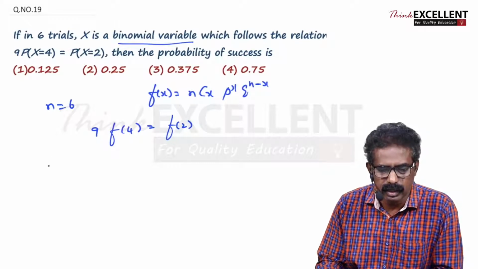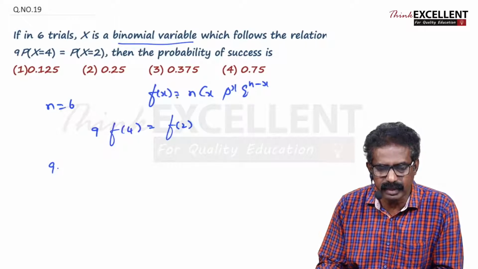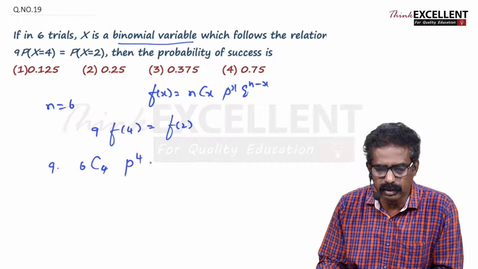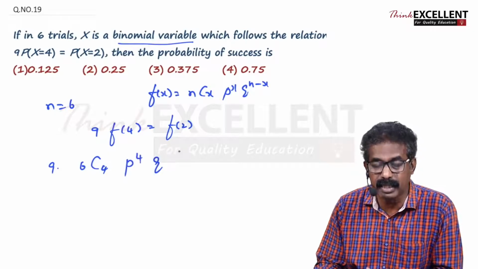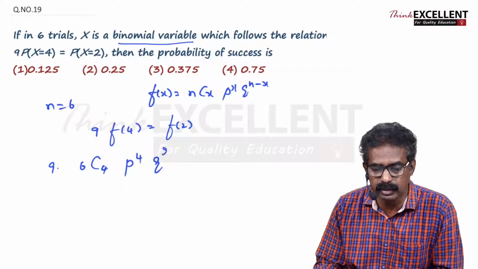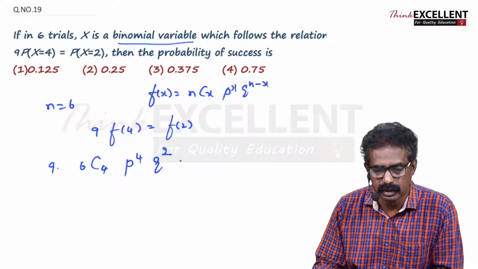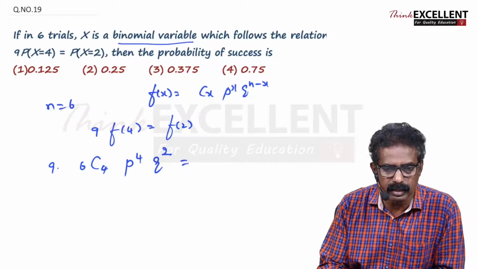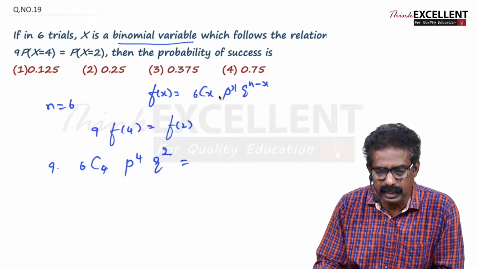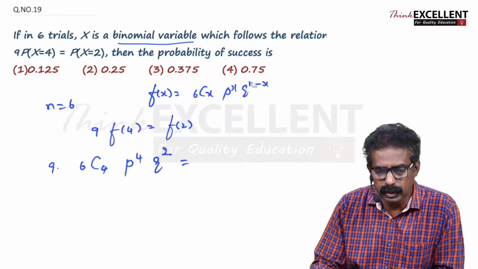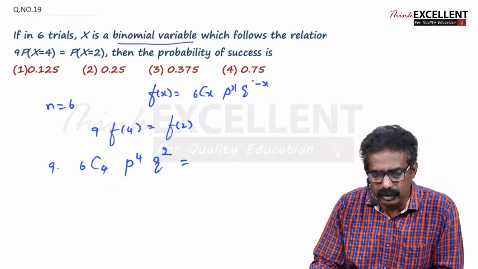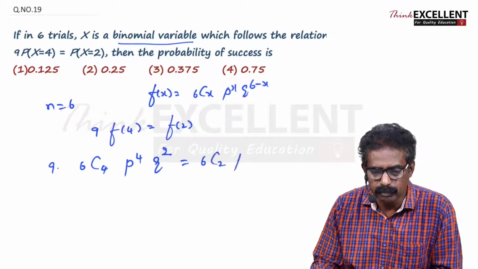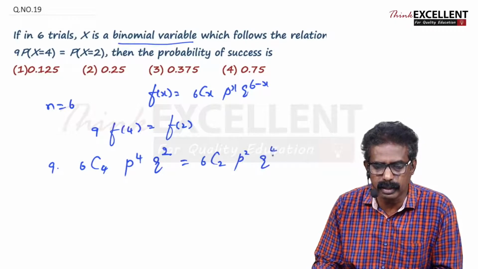So substitute 9 into f(4), n value 6. So 6C4 p^4 q^(n minus 4). n is 6, so 6 minus 4, it is 2. And f(2): n value is 6, nCx p^x q^(n minus x), for x you put 2. So 6C2 p^2 q^(6 minus 2), it is 4.